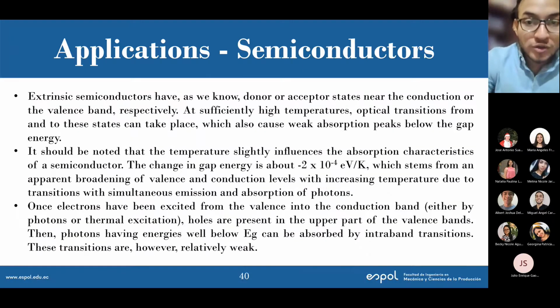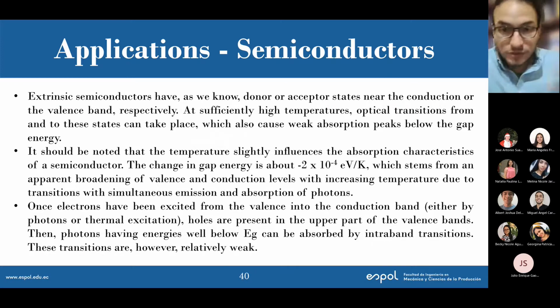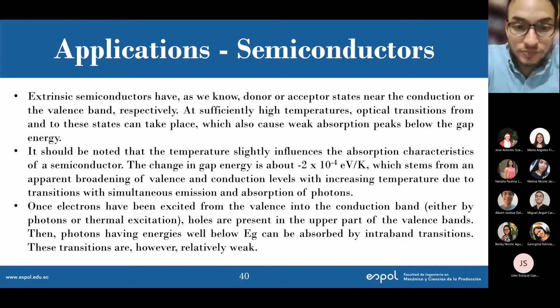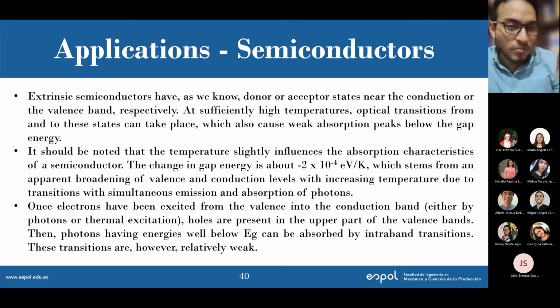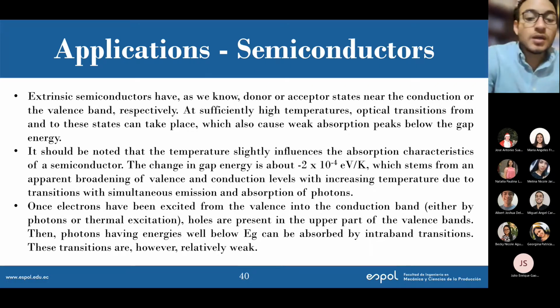Now let's look at extrinsic semiconductors. Remember that extrinsic semiconductors do have donor or acceptor states near the conduction or the valence band. So if I go to a sufficiently high temperature, I know that I can have these optical transitions from the valence band to the conduction band, and there will be all these interband transitions happening. So basically, extrinsic semiconductors have more of a behavior like a metal, right? So you will have the peaks and everything like a metal. That is, I guess, the final note on this.